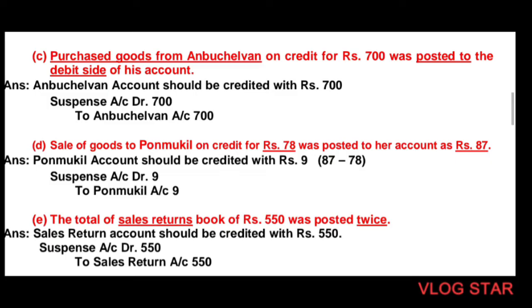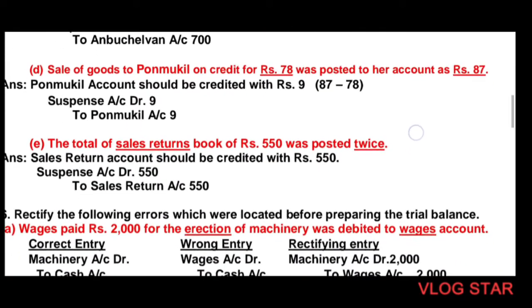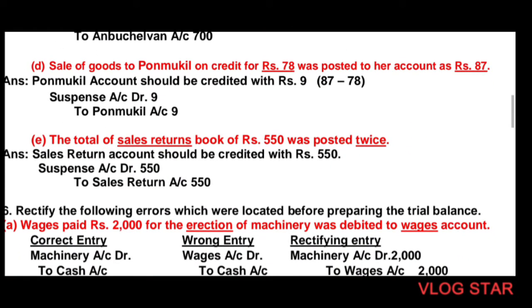The answer is suspense account debit to Anbu Chelvan account 700. Understand? Next, sale of goods to Ponmukil on credit. Rupees 78 was posted to her account as rupees 87. So it is an excess. It is an excess amount.